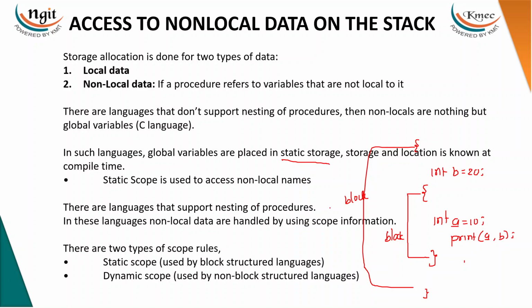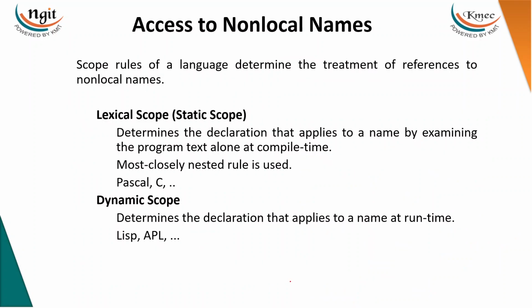And where nesting of blocks is supported, we follow two rules: static scope and dynamic scope. Static scope is for block-structured languages and dynamic scope is used in non-block-structured languages. What they are, we'll discuss. First, how we are going to access the non-local names. We have two scopes, as we discussed previously, lexical scope and dynamic scope.